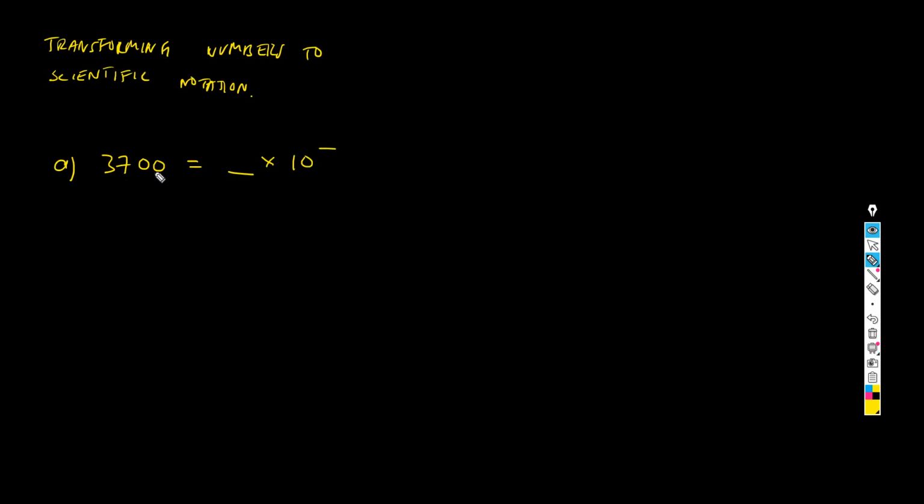So what is the way we go about this? What we do is this: you locate the decimal point of your particular number. The decimal point in this one, since it's an integer, is located right here. Then you move that point either leftwards or rightwards as many places as you need until you encounter a number between 1 and 10.